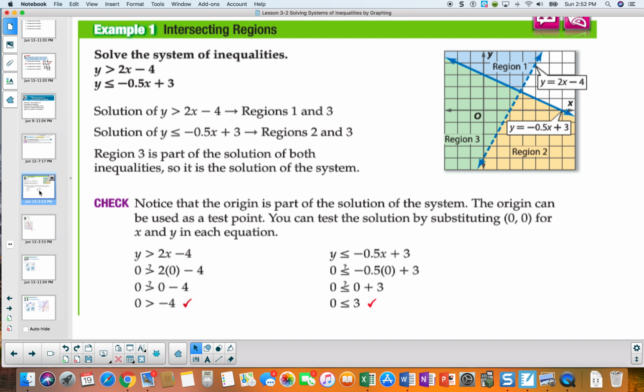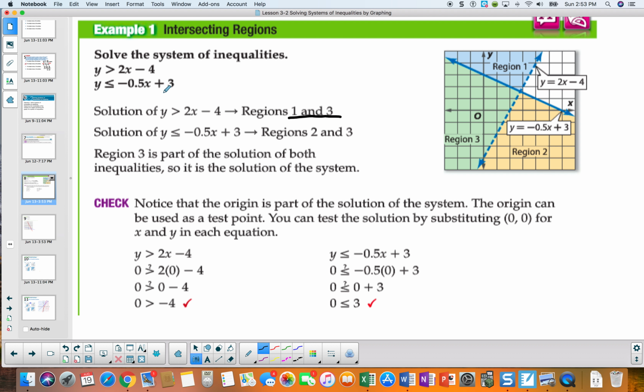In this problem, y is greater than or equal to 2x minus 4. That's this right here. This is the equation. Notice it has a dotted line because it is greater than, and we want values that are on the top of it. So that's why region 1 and region 3 will be the solutions for this particular one.